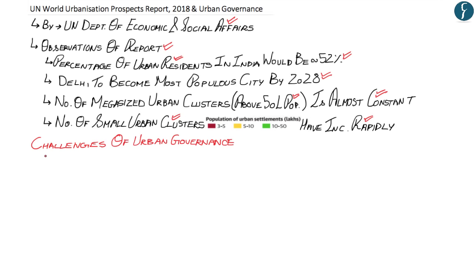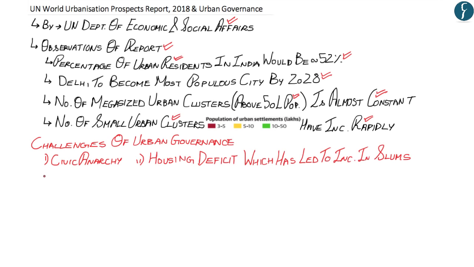The first challenge highlighted in the article is civic anarchy. Civic anarchy means the lack of following of civic rules, such as on littering and traffic rules, among other factors of civic sense among residents of a city. The second challenge is housing deficit, which has led to an increase in slums. The third challenge is the poor investment in public transport. The fourth challenge is the worsening of air pollution in Indian cities.